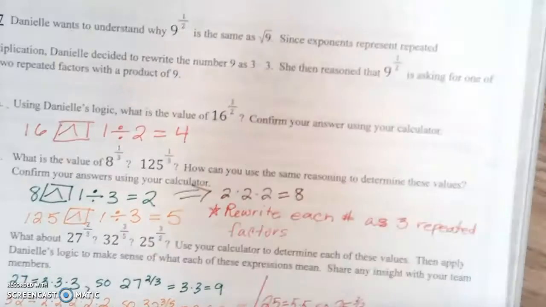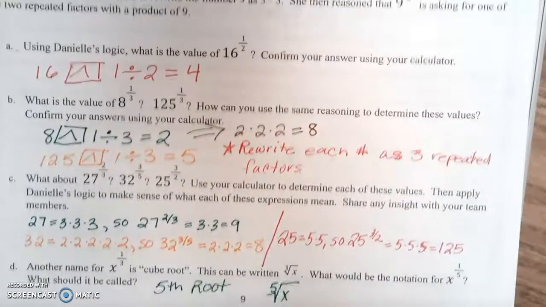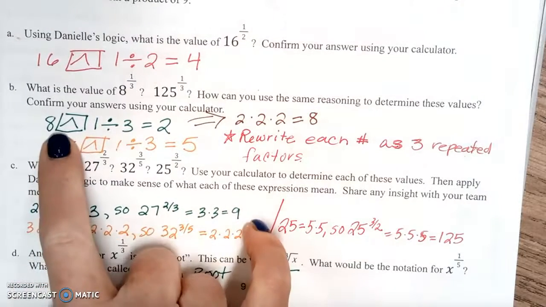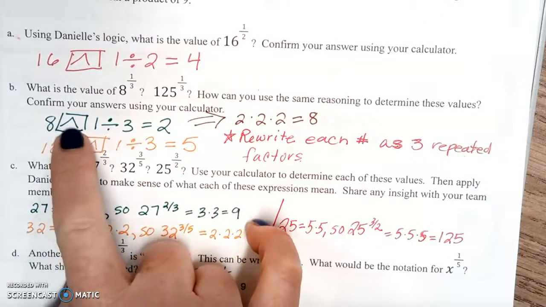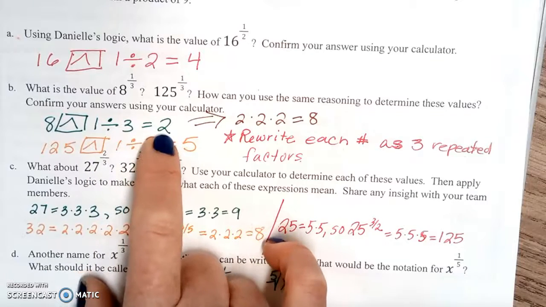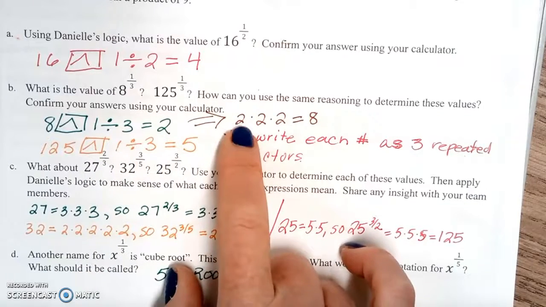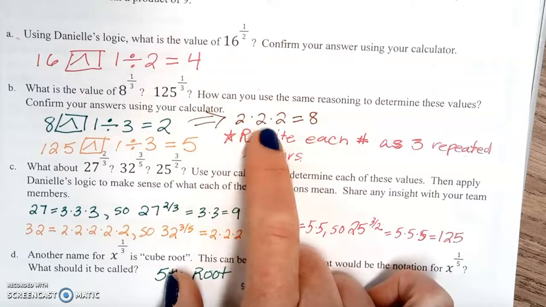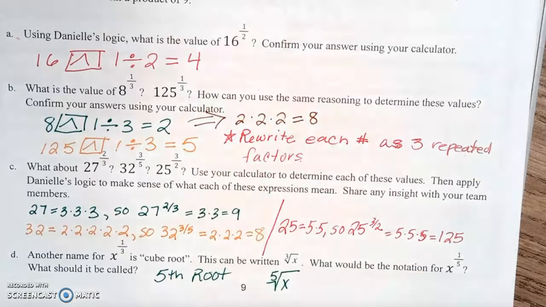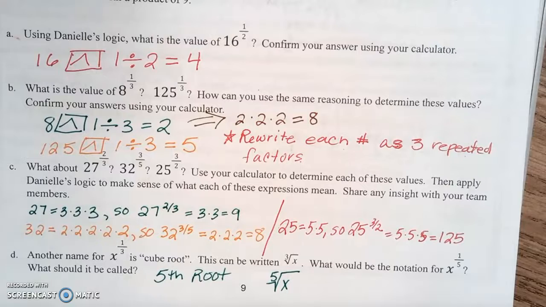Okay. Part B says, what is the value of 8 to the 1/3? So you can type it in your calculator as 8, caret button, 1 divided by 3. It'll give you 2. But what it's really asking is what number is being repeated 3 times to get 8. That would be 2. Okay?